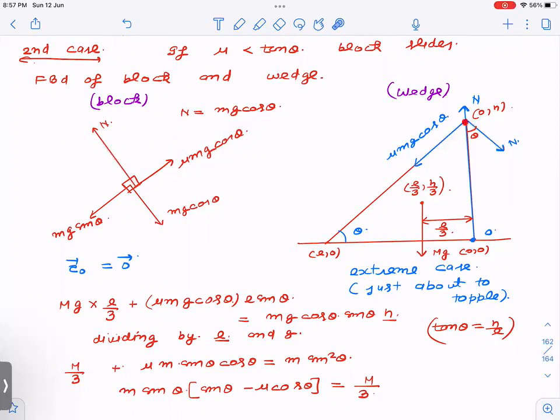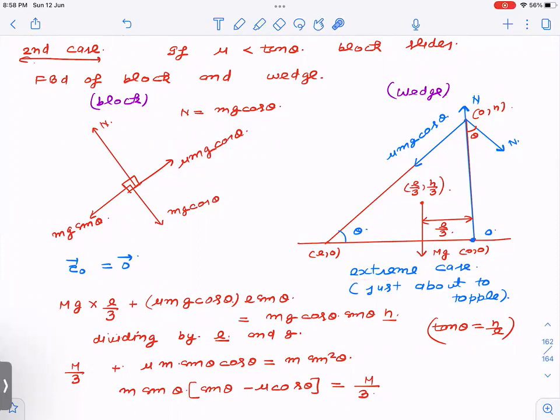Now, if you see, the line of action will not pass through this, right? Here the friction value is different. So let us see what happens now. I'm again writing the torque about this point. Now I am taking the limiting case, the extreme case, when it is just about to topple.